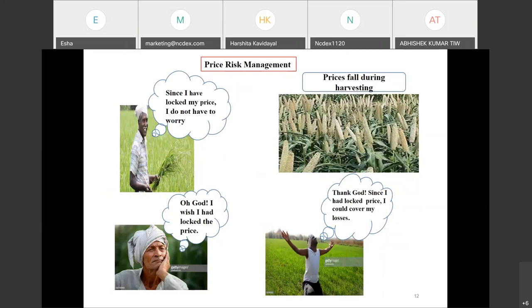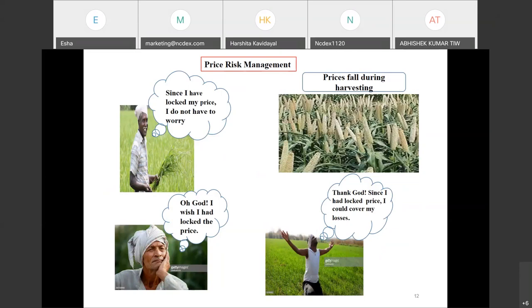Nobody can save him. He is born in poverty and he will die in poverty. This is the scenario. So to overcome this scenario, what will he do? He will lock the price. How does he lock the price? With the help of hedging.